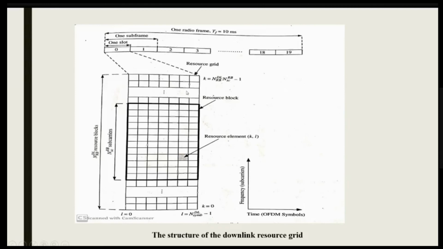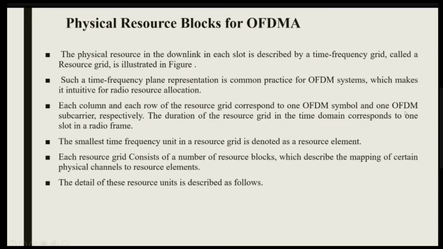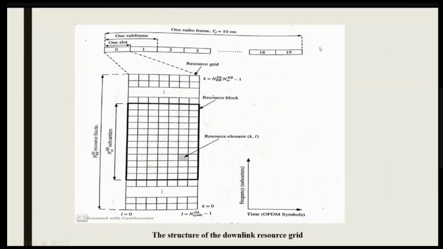In one slot, you can make out this is the resource grid. In the resource grid, there are rows and columns. The column represents the OFDM symbol, whereas the row represents the OFDM subcarriers. Can you make out here? There will be a small element called a resource element of (k, l). This completely will be a resource block, which is given with a highlighted line. There will be a number of resource elements in a resource block. A number of resource blocks will constitute the resource grid.